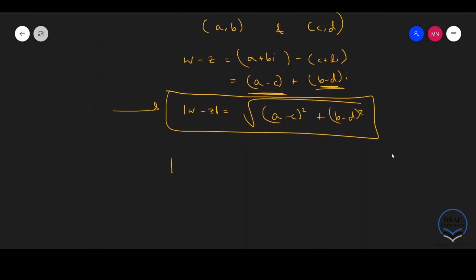So if I were to find the magnitude of any two complex numbers, so if I were to find the magnitude of w minus z, where w and z are some arbitrary complex numbers, this will just be equal to the square root of a minus c whole squared plus b minus d whole squared, and this is just equal to the distance between these two complex numbers.